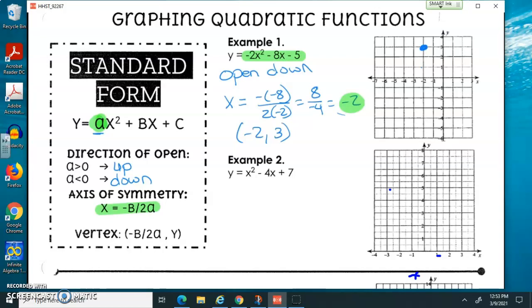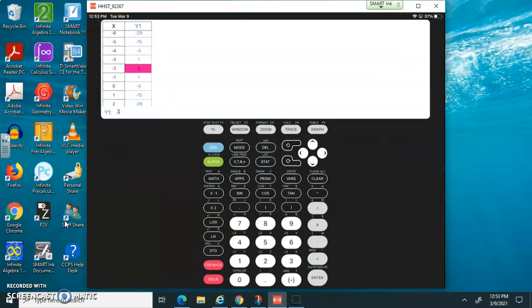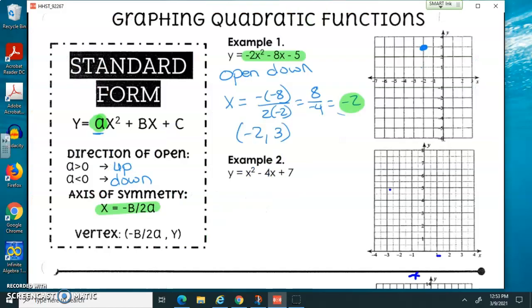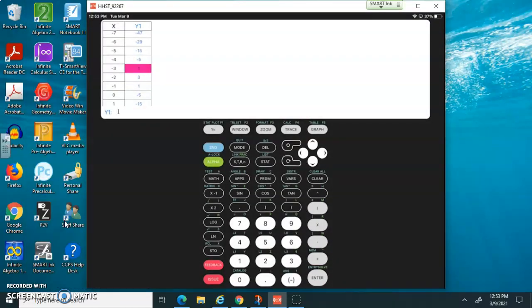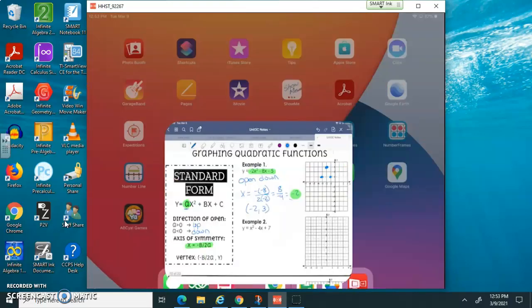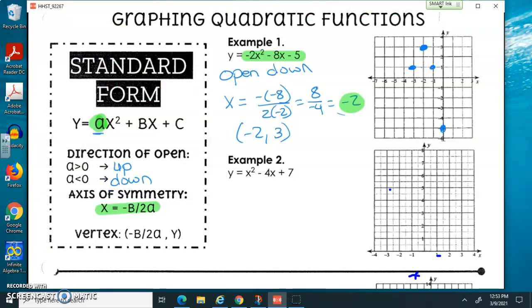Now I need a couple of points on each side, so I'm going to go back to my calculator, and I'm going to see that at -1, we're at 1, and at -3, we're at 1. Okay, we can then look at 0, -5, or -4, -5. So 0 is going to be at -5. That is our y-intercept, and that is 2 from the vertex, so we're going to go 2 the other way, and that will also be at -5.